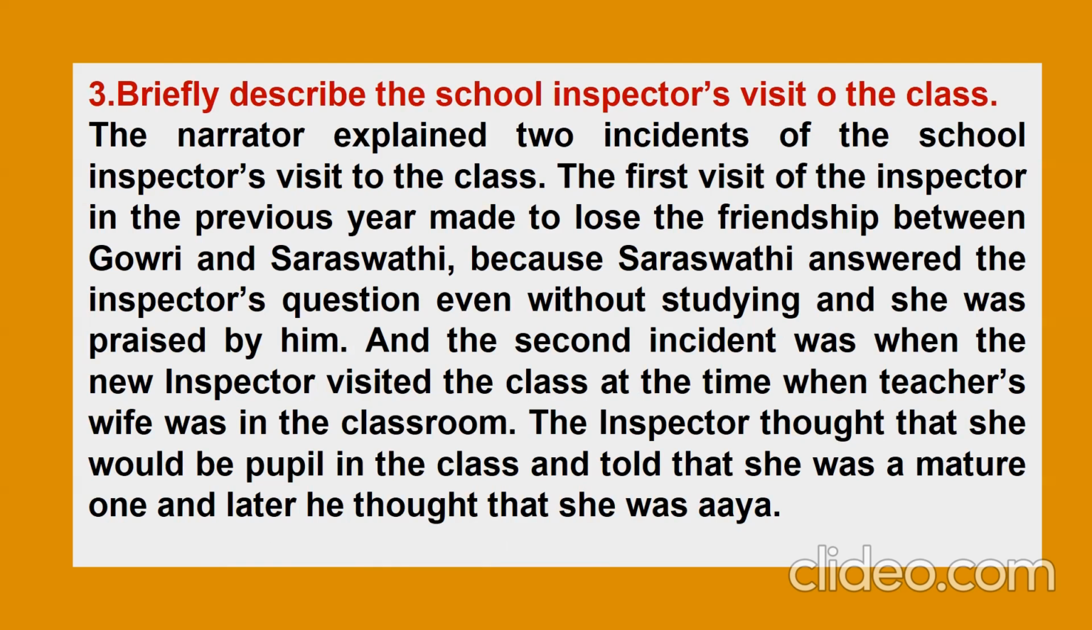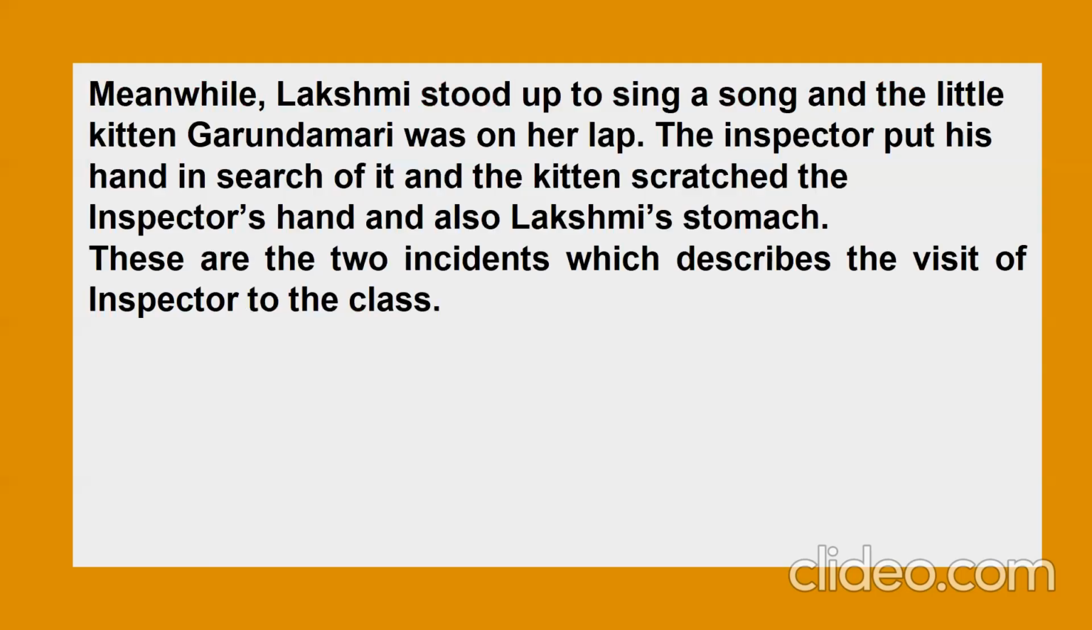And the second incident was when the new inspector visited the class at the time when the teacher's wife was also in the classroom. The inspector thought that she would be a pupil, a student in the class, and told her that she was a mature one, and later he thought that she was an Aya. Meanwhile, Lakshmi stood up to sing a song, and the little kitten, Grudamari, was on her lap. The inspector put his hand in search of it, and the kitten scratched the inspector's hand and also Lakshmi's stomach. So these are the two important incidents which describe the visit of the inspector to the class.